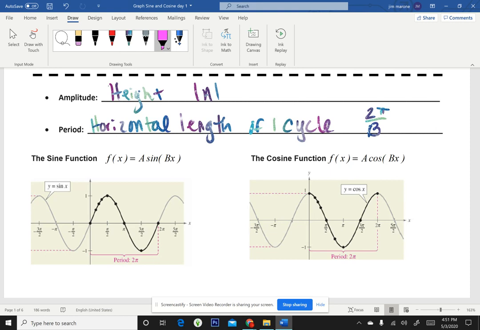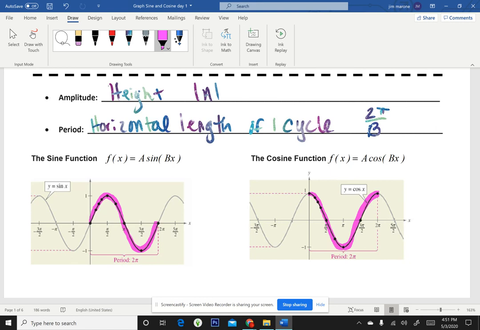Looking at this first graph, this is y equals sine of x. It starts at (0, 0), comes up to 1, goes back to 0, comes down to -1, and goes up. That is one period or one cycle of the sine wave. The cosine starts at +1, goes down, and goes up. So see the different shape of both graphs.